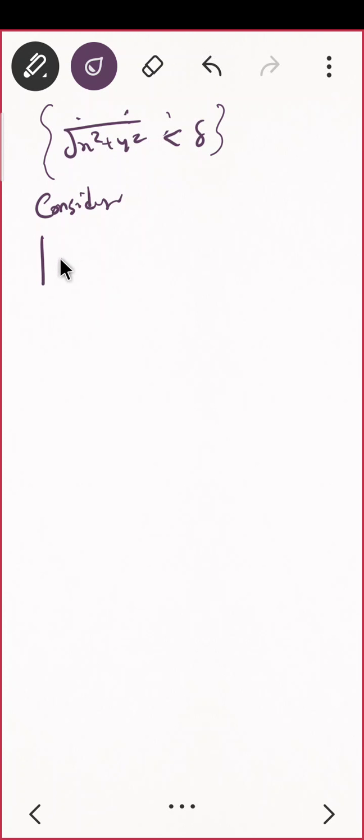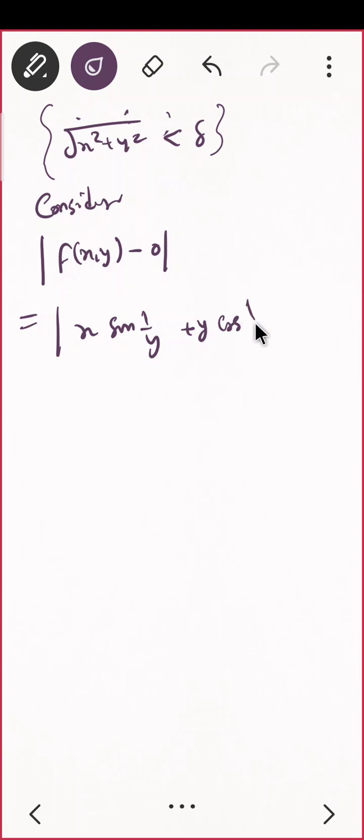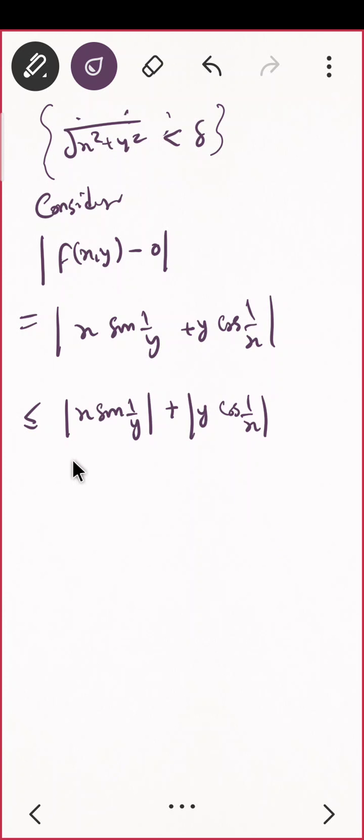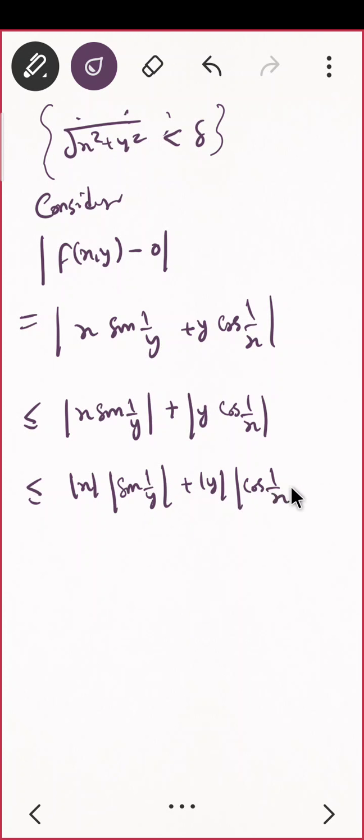You will be considering this, correct? Mod of f(x, y) minus 0. So what is your f(x, y)? x sine 1 upon y plus y cos 1 upon x, correct? Now what should I do? Can I use the triangle inequality here? This will be less than mod of x sine 1 upon y plus mod of y cos 1 upon x. Correct? What next? This is again less than mod x into mod of sine 1 upon y, correct? Plus mod y into mod of cos 1 upon x. What next? Can somebody tell me what is the next step? What should I do now?